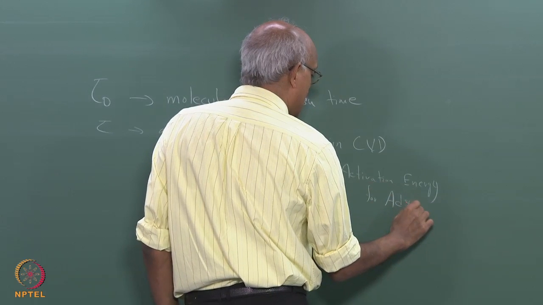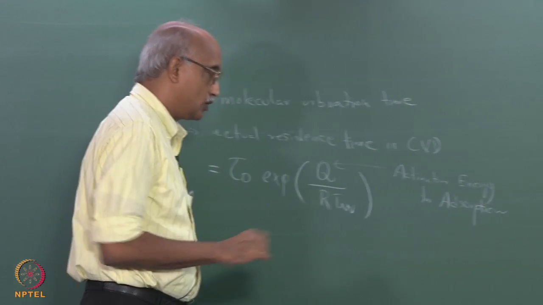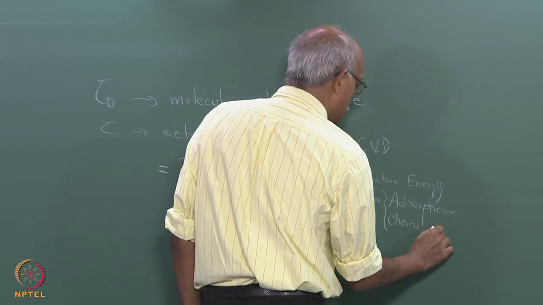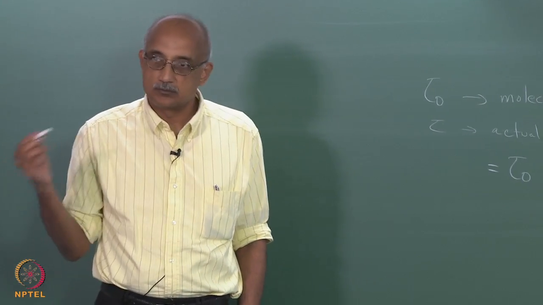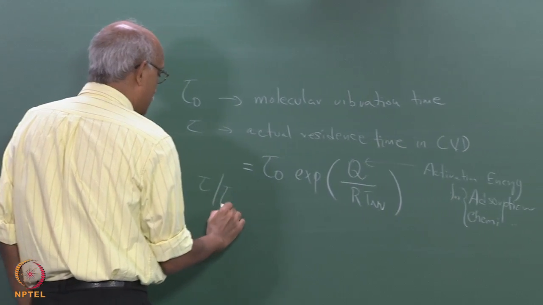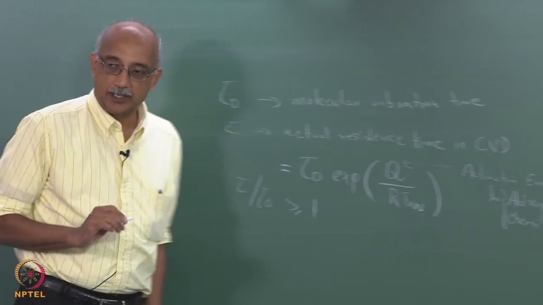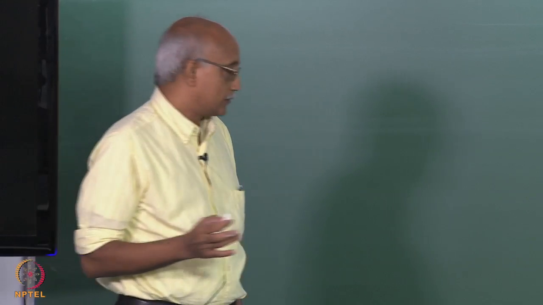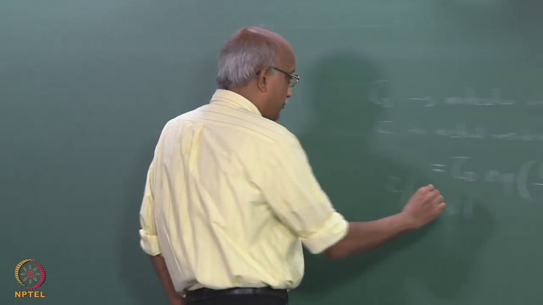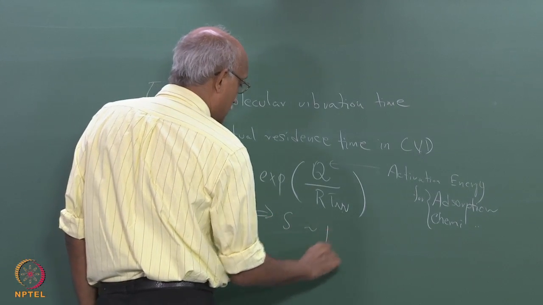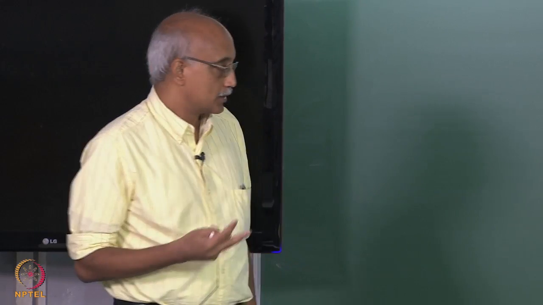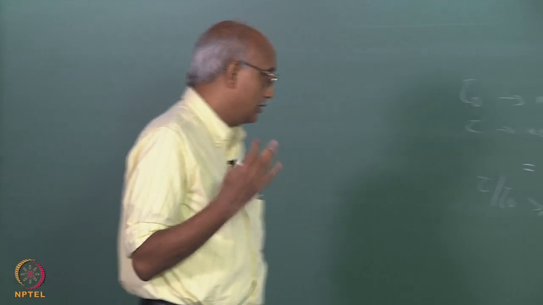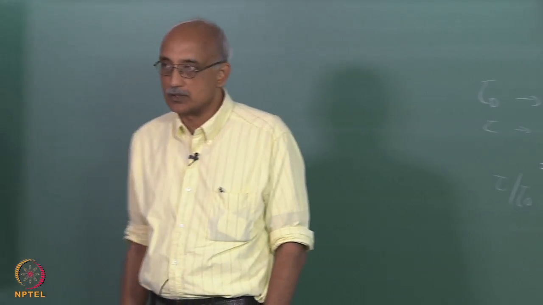for adsorption or chemisorption. So, this tau is going to be greater than tau 0 by some value. Now, as long as tau over tau 0 is significantly greater than 1, that is 5 to 10 times, the probability of capture or the sticking coefficient starts to approach 1. In other words, the longer the molecule spends on the surface, the higher the likelihood that it will be incorporated into the surface. So, the probability of capture, or incorporation, increases as this value increases.